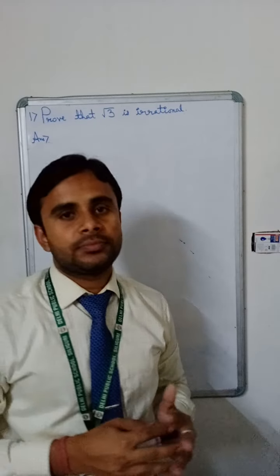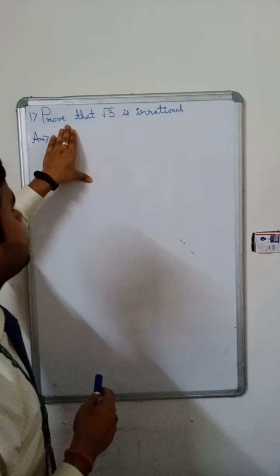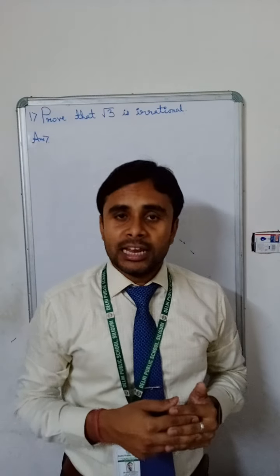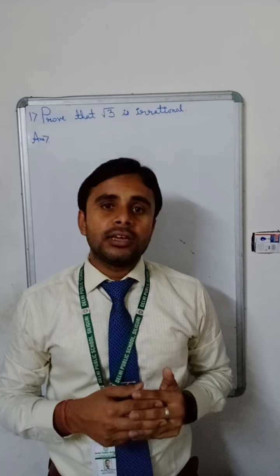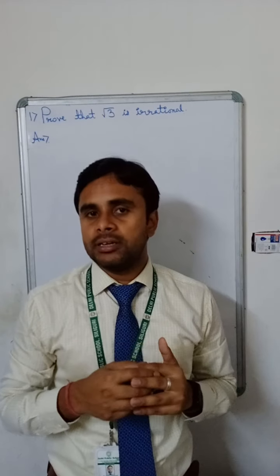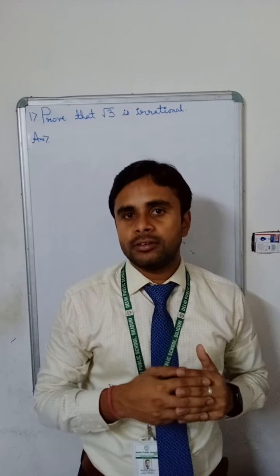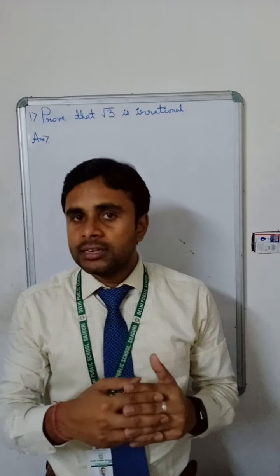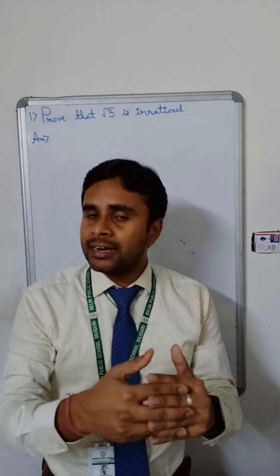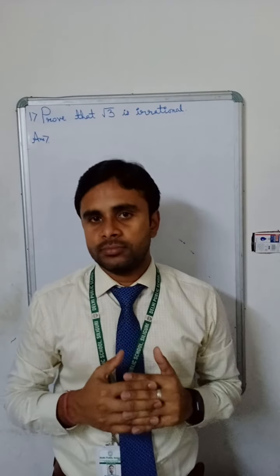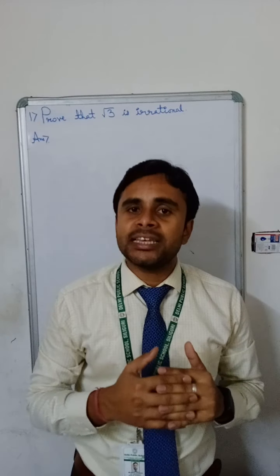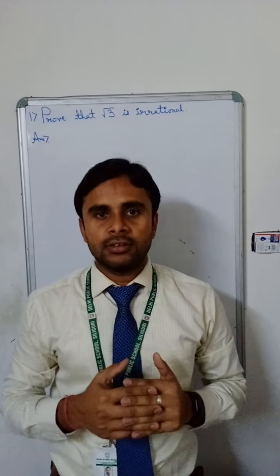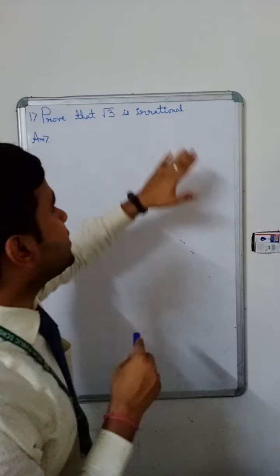Today we are going to start the first question: prove that root 3 is irrational. Before beginning this sum, let me tell you one thing: a rational number can be expressed in the form a by b, in terminating or non-terminating repeating form. On the other hand, irrational numbers cannot be expressed in fraction form. That is, irrational numbers take the form non-terminating and non-repeating.